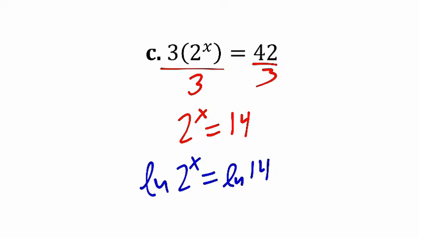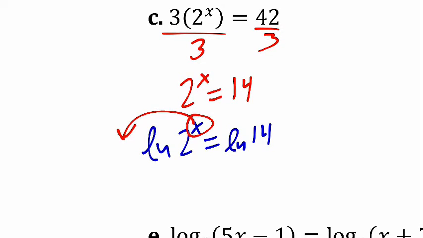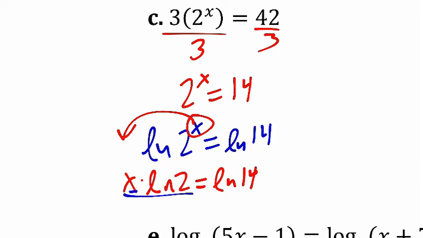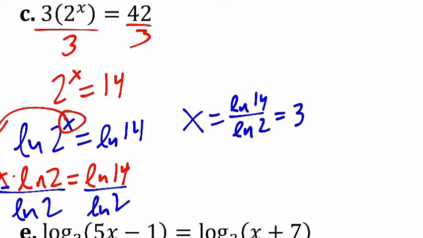Now, the reason we do this is using a property we haven't talked about yet today, the power property. If you have something inside of a logarithm with an exponent, you can move it out front, and we can say x times the natural log of 2 equals natural log of 14. Now, to solve for x, we divide both sides by the natural log of 2. That gives us x equals natural log of 14 divided by the natural log of 2. Now we have calculators that have the natural log button on it, and when you do that, we end up with 3.81.